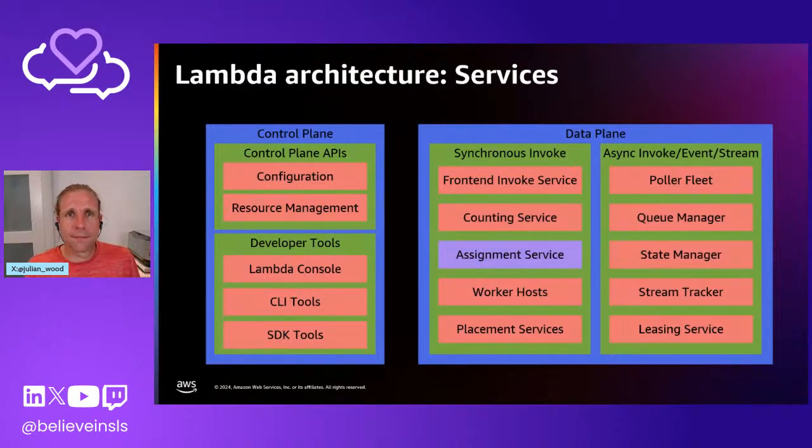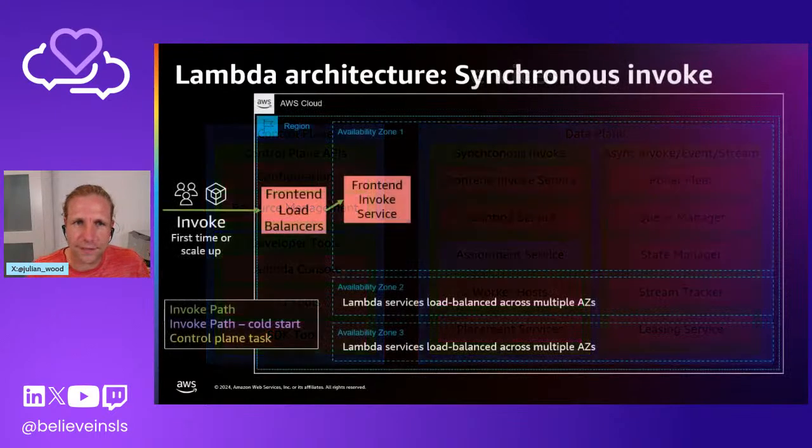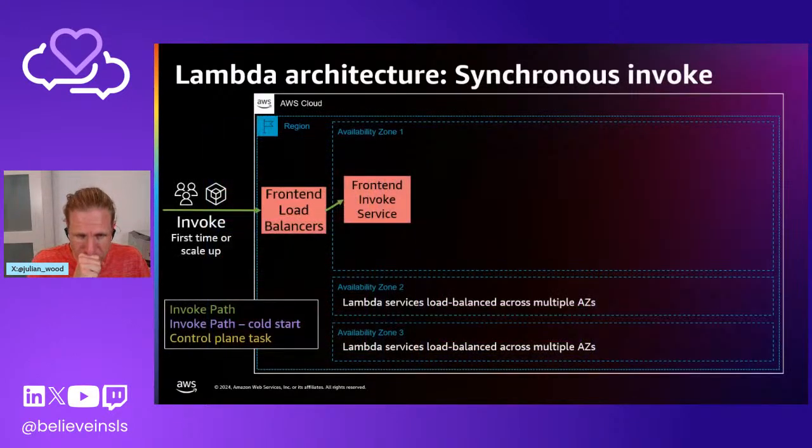So we've also got a whole bunch of different services behind the scenes, and we're going to go into more depth later on how we've evolved some of these services and built new services to improve availability. So you can see the service here I'm talking about is the assignment service, and we're going to see how we cleverly did some stuff with that. So let's have a look at how a synchronous invoke works.